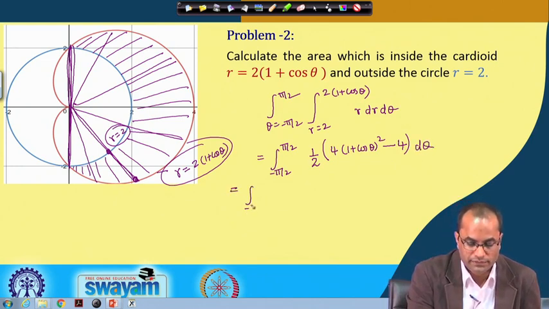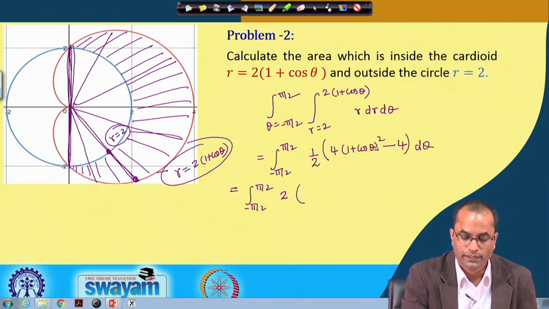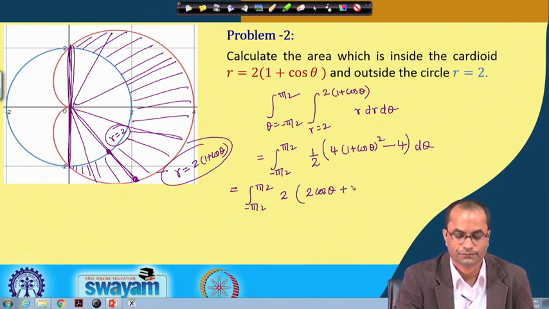So, we have minus pi by 2 to pi by 2, this 4 we can cancel out. So, we get 2, and this 1 also will be cancelled out, we get 2 cos theta and plus there will be the term cos square theta.